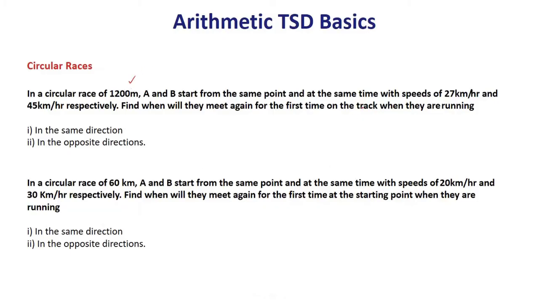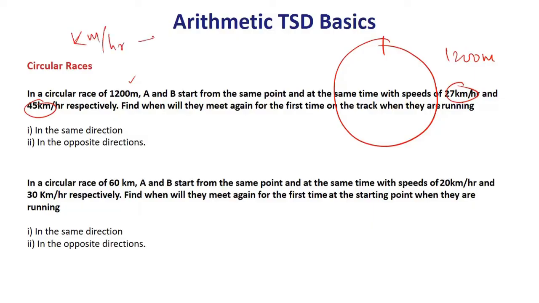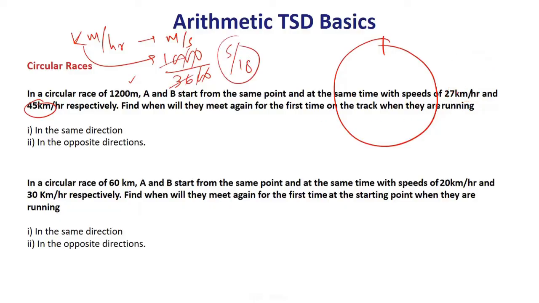Let's say in the first case, you will see 1200 meters. The track length is 1200 meters and the speeds are 27 kilometer per hour and 45 kilometer per hour. I am sure you all know the conversion from kilometer per hour to meter per second. Kilometer is 1000 meters and hour is 3600 seconds. So if you solve this, it becomes 5 upon 18. If you multiply with 5 upon 18, you will get the conversion to meter per second.